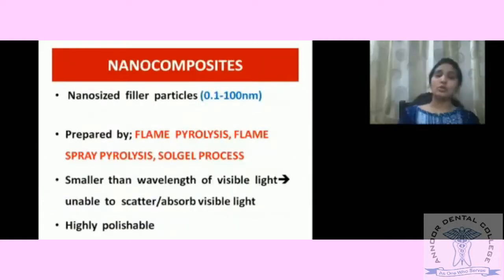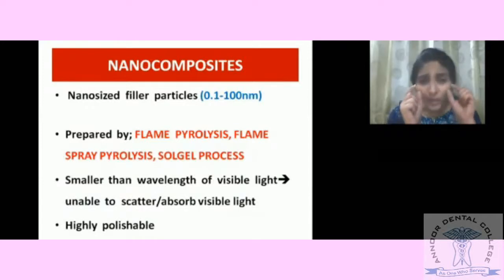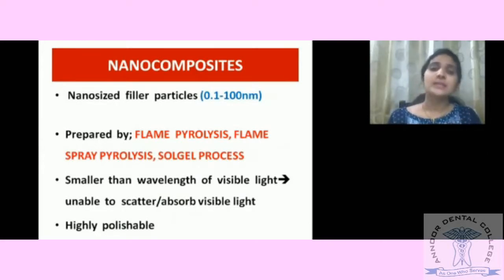Moving on to nanocomposites. As the name indicates, in nanocomposites the filler particles are very small compared to other composites, and they are prepared by three processes: flame pyrolysis, flame spray pyrolysis, and sol-gel process. They are smaller than the wavelength of visible light, unable to scatter or absorb visible light. And the important property of a nanocomposite is that it is highly polishable.